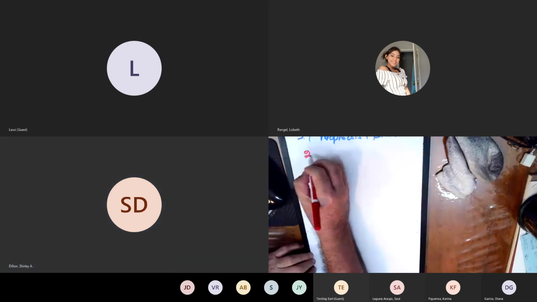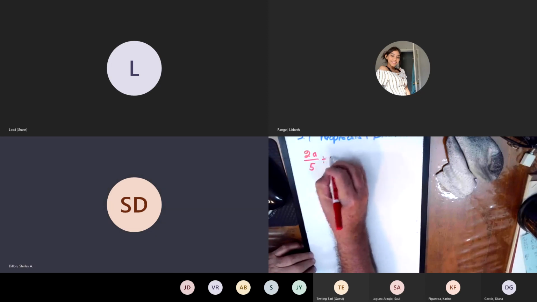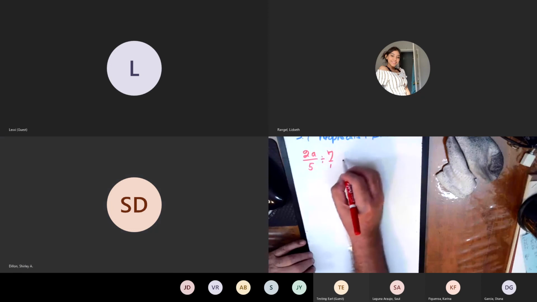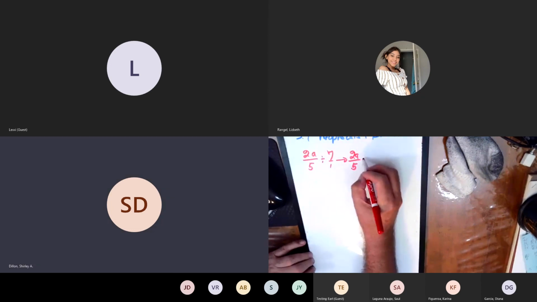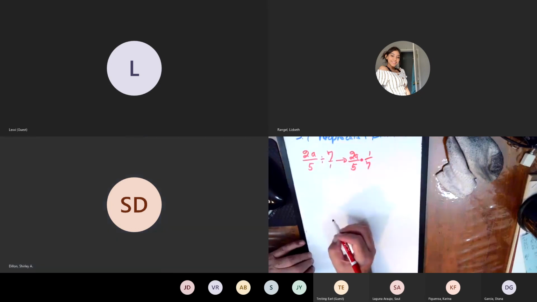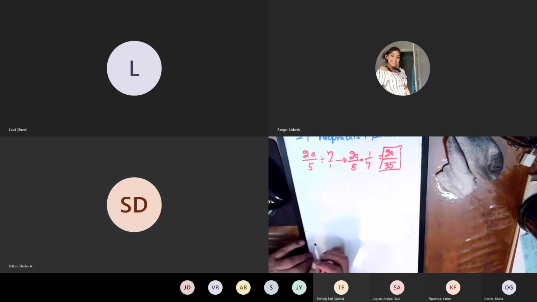Okay, if I have 2a over 5 divided by 7, I'm going to turn this into a fraction. I have 2a over 5, flip the second one, and multiply. So I end up with 2a over 35. Feels ugly? That's life.